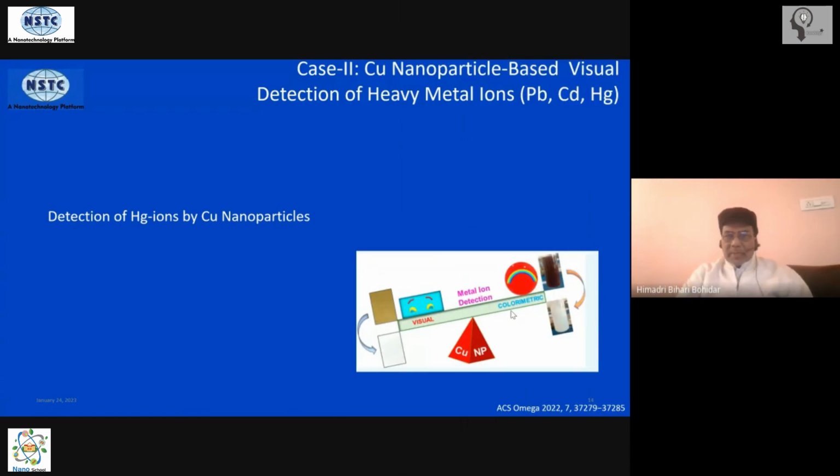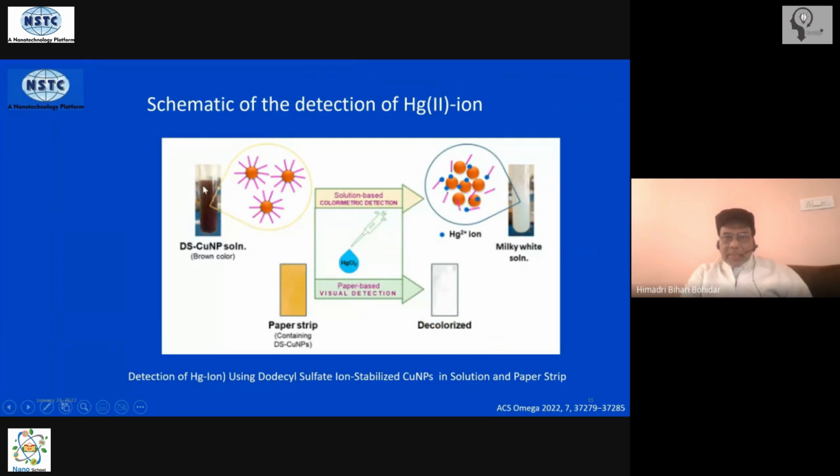This is a copper nanoparticle. Okay, let's see what happens. You have a copper nanoparticle there. I'll tell you about the synthesis later. This is coated with a surfactant, SDS, a very standard surfactant, sodium dodecyl sulfate. So this makes a standard copper brown color dispersion in water.